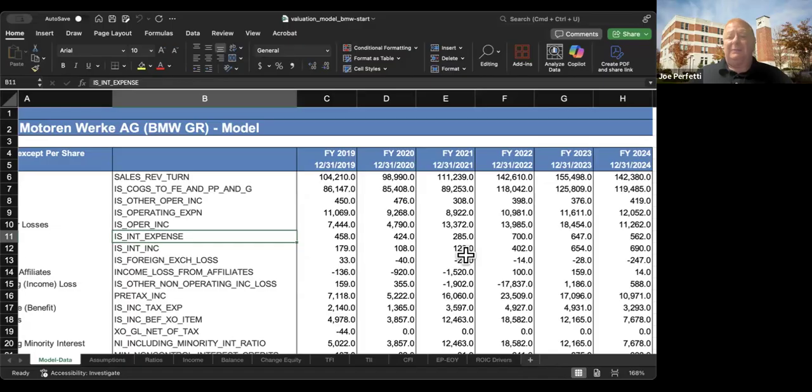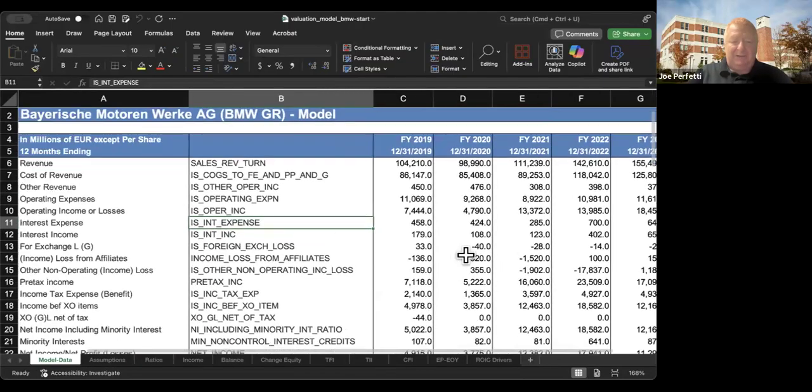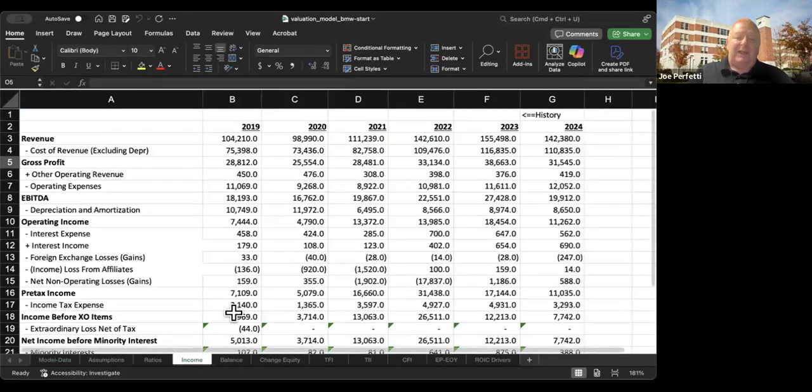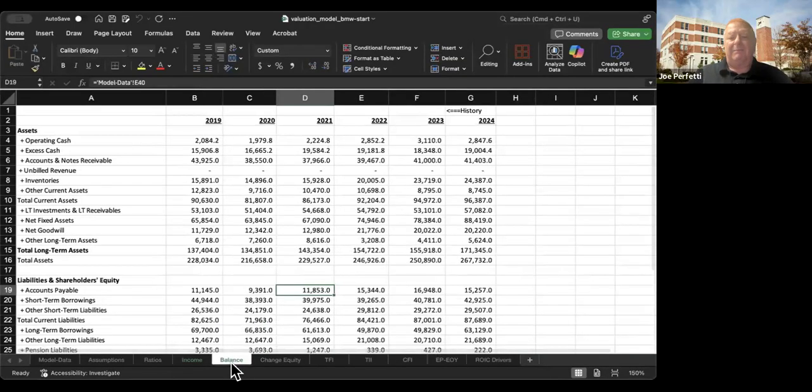So what I've done is I've taken the raw data that we need from income statements, balance sheets, and cash flow statements. That's in the model data tab. And over here in this tab called income, I have created a standardized income statement. Okay. And in this tab, I've created a standardized balance sheet. So 6 years of historical data, 6 years of historical income statements, 6 years of historical balance sheets.